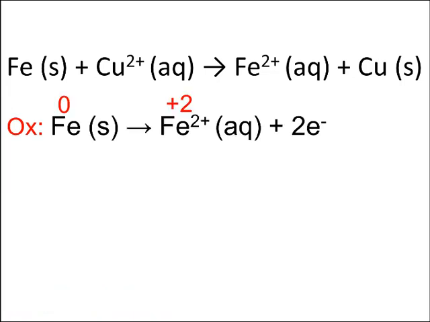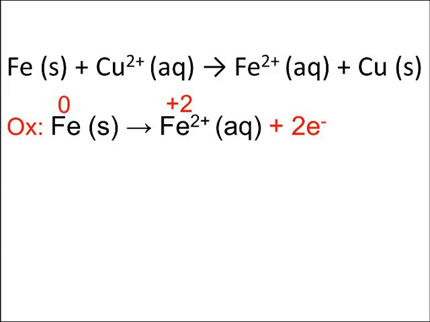Here we have the oxidation half reaction. Iron's oxidation number is 0. Then iron's oxidation number is +2. The oxidation number has risen. That means that this was an oxidation half reaction. Another way to see this as an oxidation half reaction is that electrons are lost in the process. The neutral atom must have electrons taken away from it to change it into the positively charged ion.